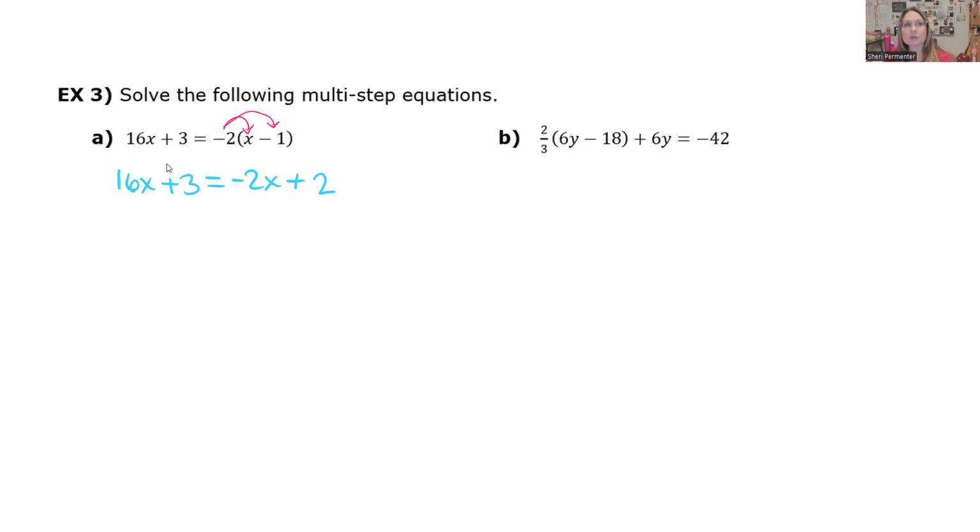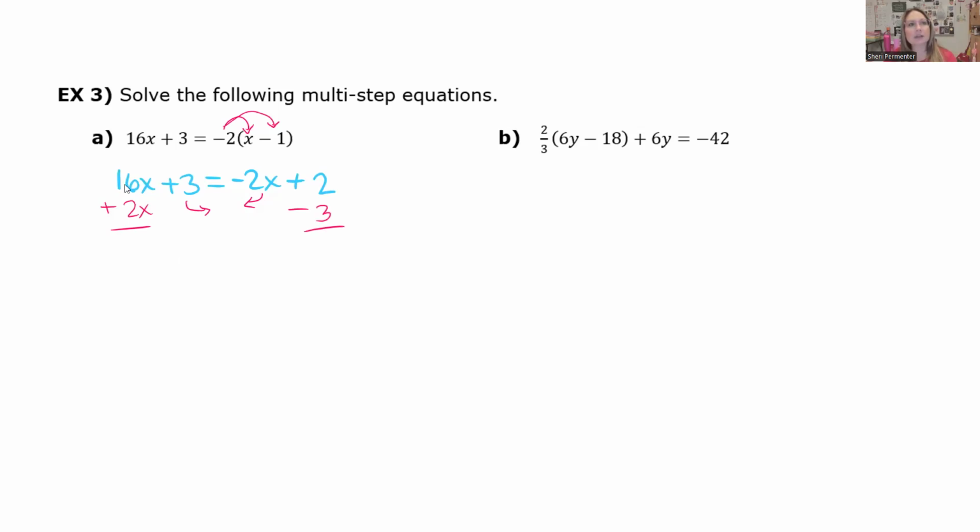So we got to pick a side for the x's and we got to pick a side for the constants. So I take a look at who's bigger. I have 16 and negative 2. Who is bigger? 16. So I'm going to bring the x's on this side. The opposite or inverse of subtracting 2 is adding 2. And then in the same step, I can go ahead and bring over the plus 3. The inverse is subtract 3.